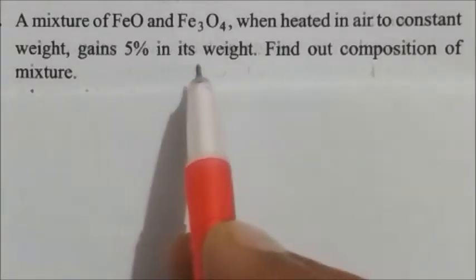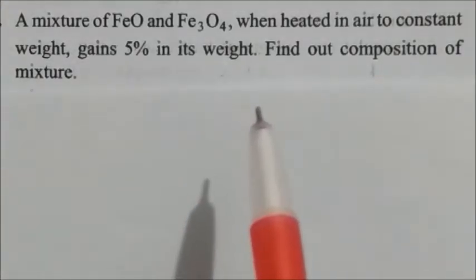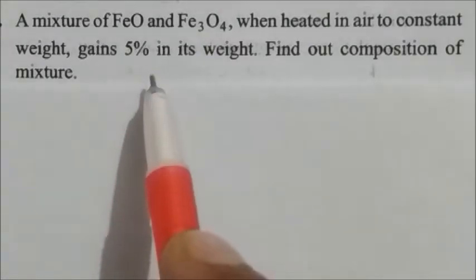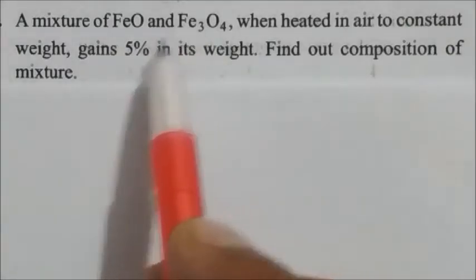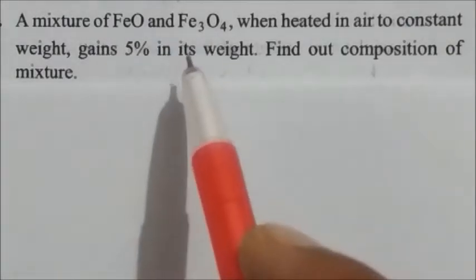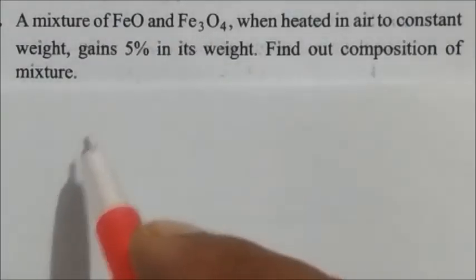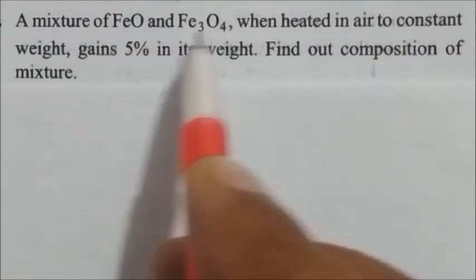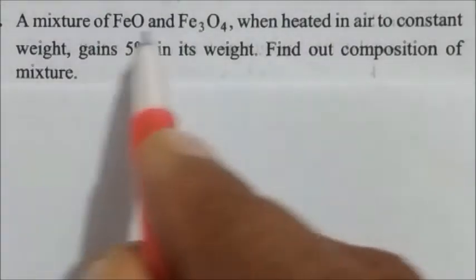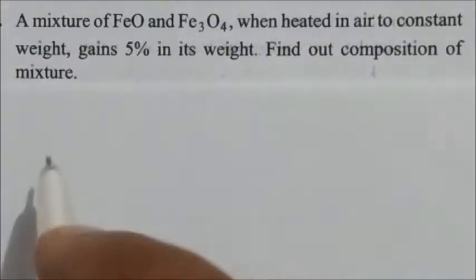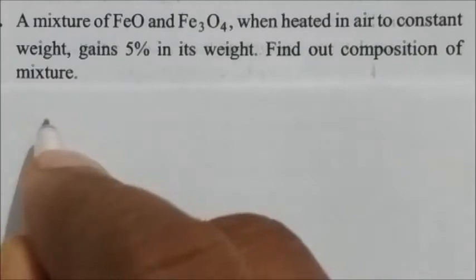A mixture of FeO and Fe3O4, when heated in air to constant weight, increases in its weight by 5%. Find out the composition of the mixture. Means after heating these two, the weight of the product is increased by 5%. So what is the composition of this mixture of FeO and Fe3O4? First, give the reactions, and after that we will find the mixture.